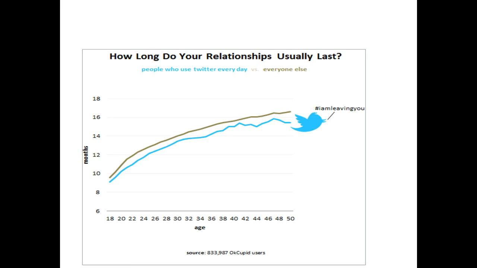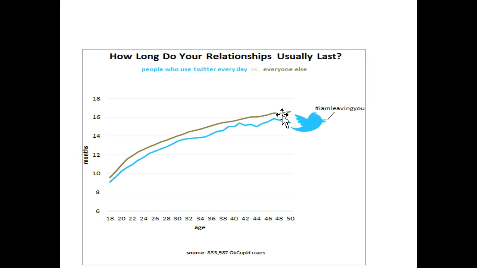So let me give you an example to figure out on your own. This is a cute graph from the dating website OkCupid, where they collect lots of analytics about their users. And so this graph is measuring people who use Twitter every day and the average length of their relationships by the age of the user. And they're comparing people who use Twitter every day, the blue line, versus everybody else, which is the gold line. So my question for you is, what should the headline be?